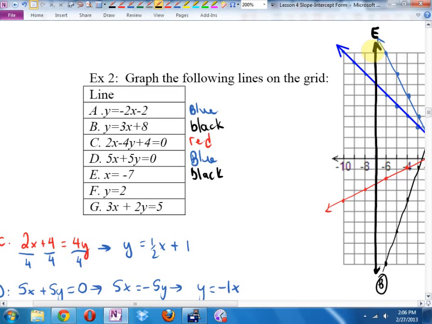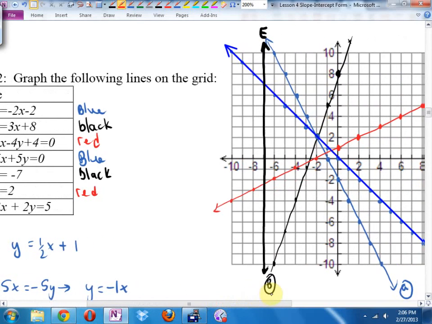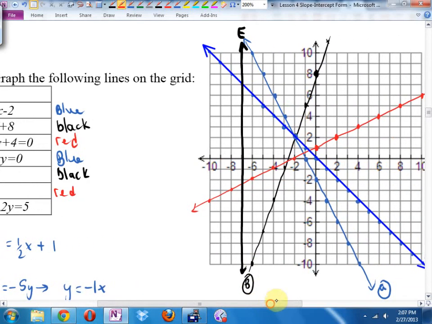F. What's missing in F? Okay, so it's either a vertical or a horizontal line. It's either a line too high or it's a line too right. Which one? Horizontal line too high. It's going to look like this.